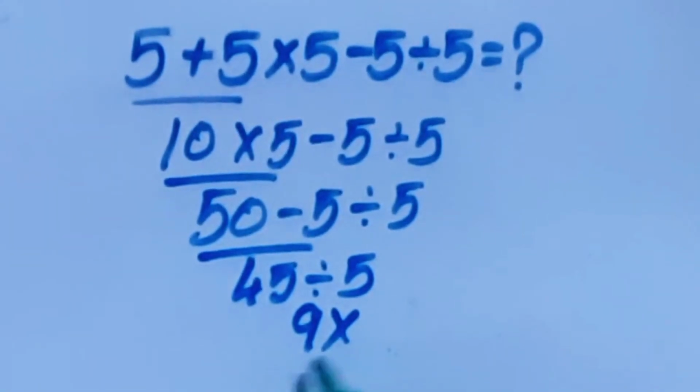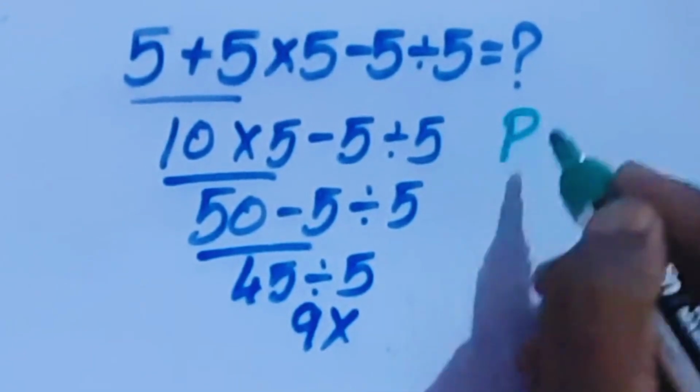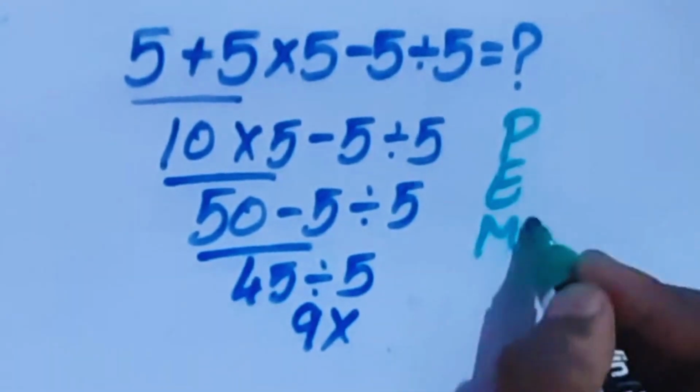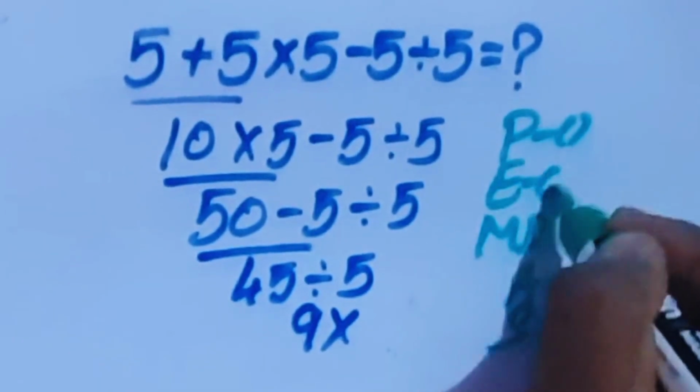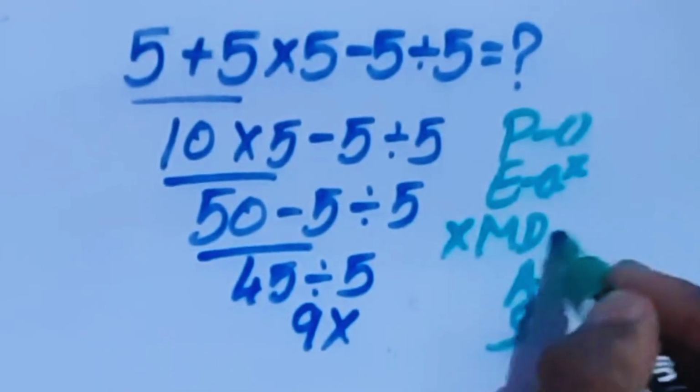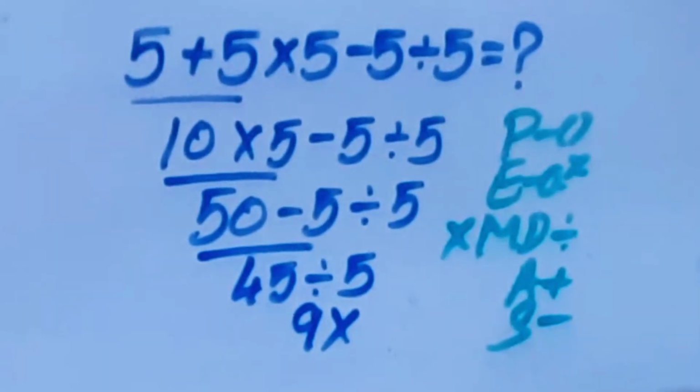As per the order of operations PEMDAS, this 9 is the wrong answer. Here we are going to introduce the PEMDAS rule from order of operations to solve this problem in the correct order. Here P is bracket, higher priority, E is exponent, M stands for multiplication, D stands for division, A stands for addition, S stands for subtraction.